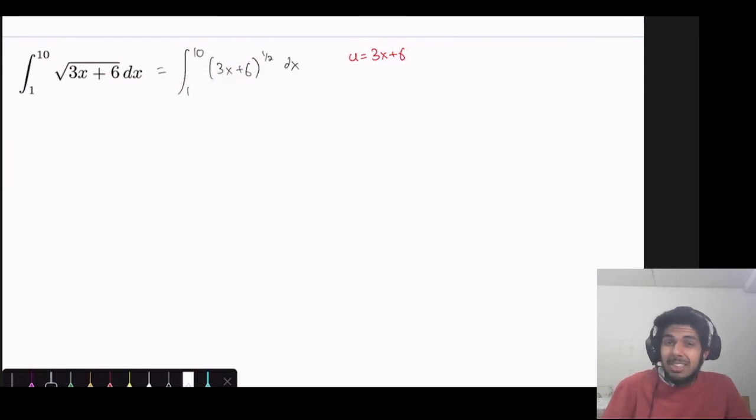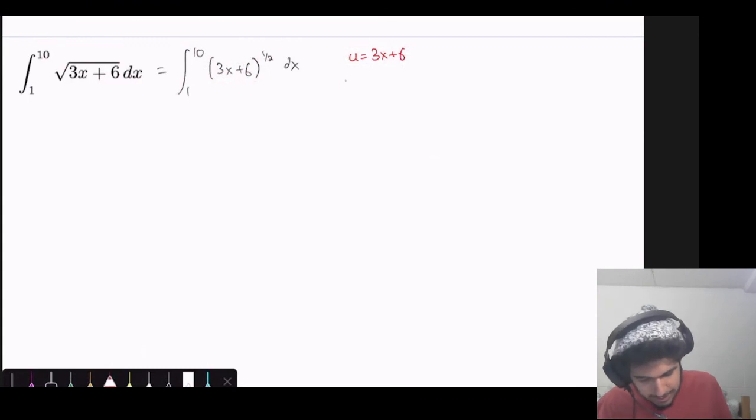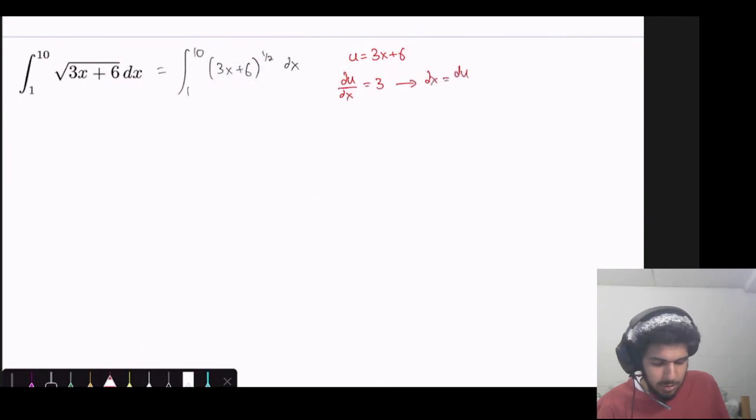Maybe it's slightly easier to integrate, but we can just let u equal this entire thing, so that way we're left with the u to the 1/2 power, and we're fine with adding in this plus 6, because when we take the derivative, the constant goes to 0. So don't be afraid to add in constants if it helps you simplify the integral. With that said, du/dx equals 3, so dx equals du over 3.